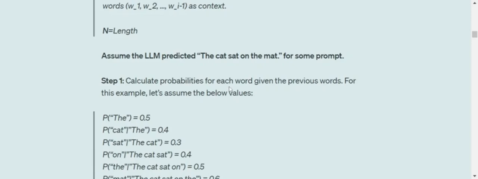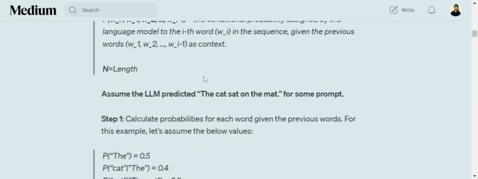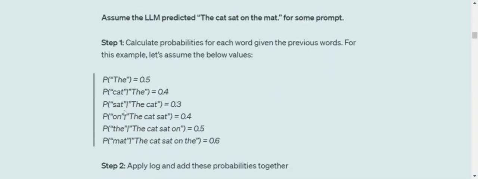So step one would be calculating the probability of each word given the previous words. So the first word is "the", assume the probability to be 0.5. Cat given the, so cat is the next word. So probability of cat given the previous words. Probability of sat given the previous words, that is "the cat". So if you see sat, the cat, on, the cat sat, the cat sat on. So we are calculating the probability of the next word coming into the sequence given the previous words.